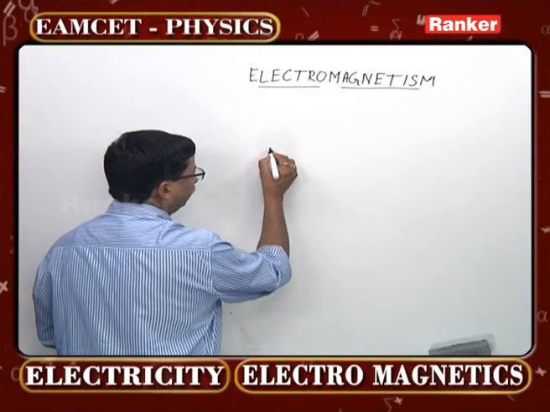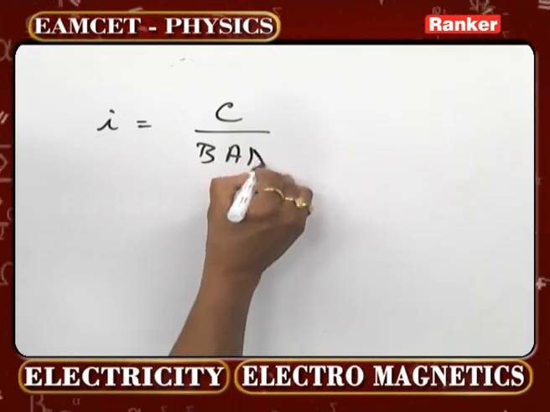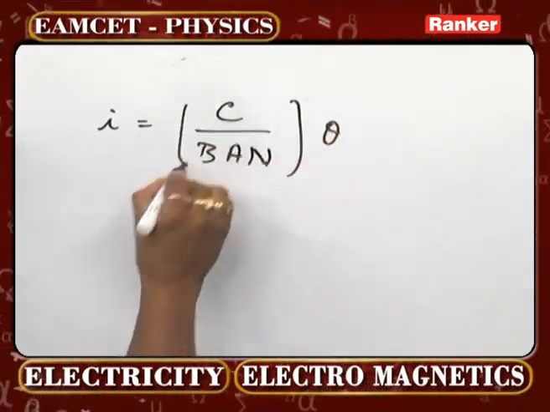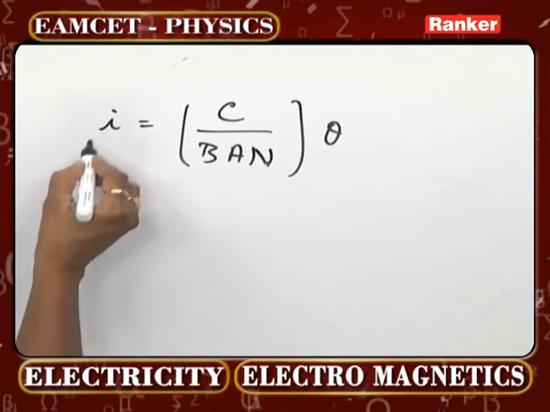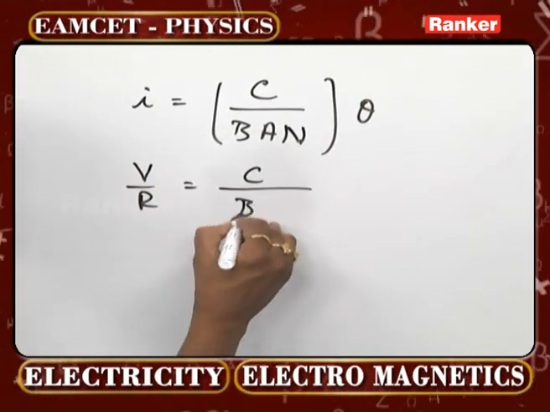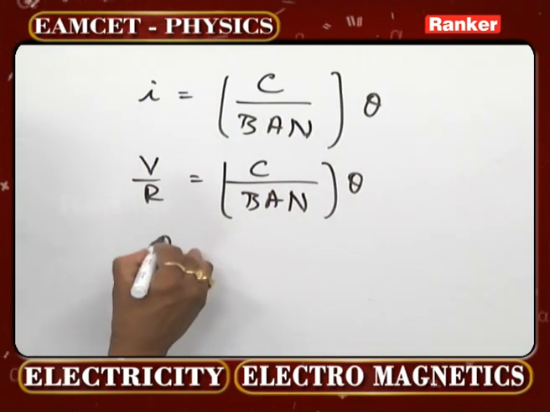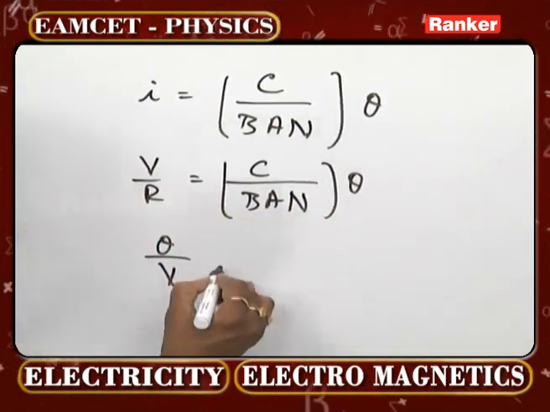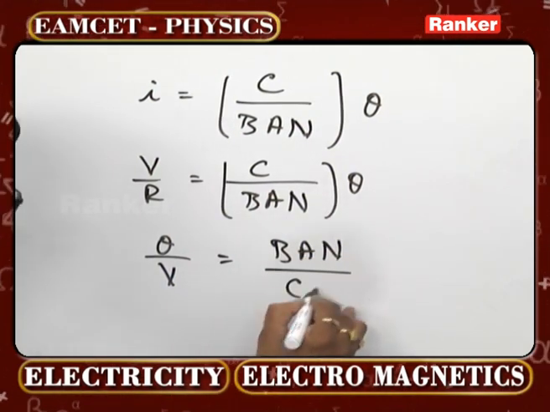In fact, we know very well current I is equal to C by BAN into theta. That is the concept of moving coil galvanometer. But I can be written as V by R. You can write C by BAN into theta. Now simply you write what is theta by V. Now you can write this one BAN by CR.